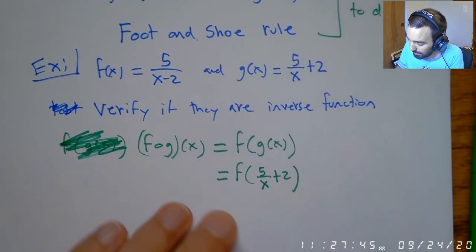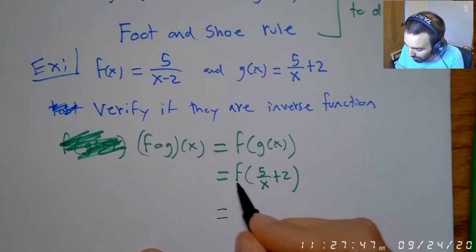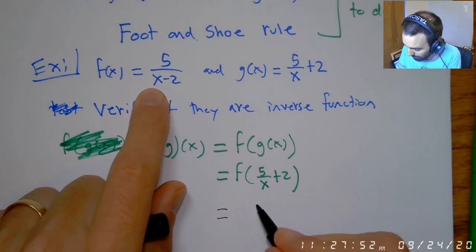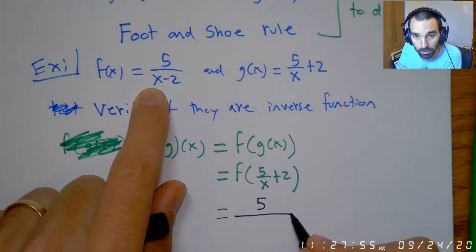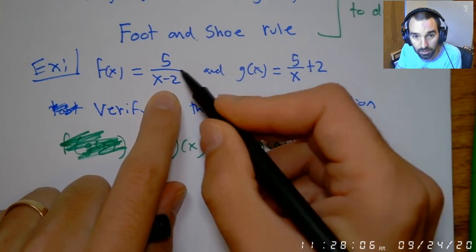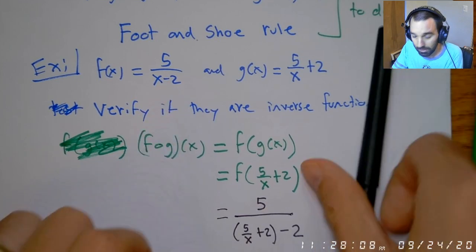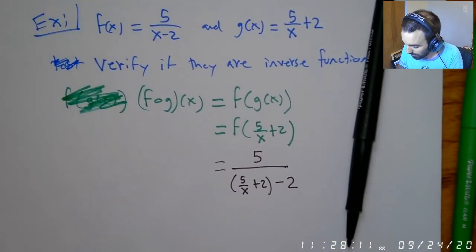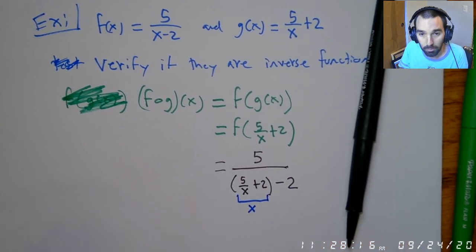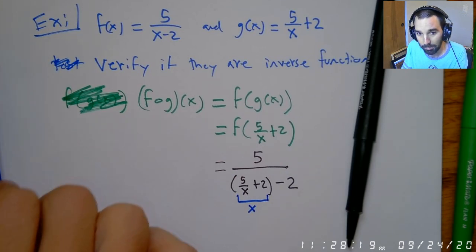Let's get a different color up in here. And then once I get here, now my input is this. So anywhere I see an x, I'm going to put this. So f of x is 5 over, and then where I have an x, now remember, whenever we substitute in, we put parentheses. So I'm going to have 5 over x plus 2, and then minus 2. Wherever I had an x, I'm going to put this. I'm going to make a note down here. Do you see how this used to be x in f of x? I'm just replacing my input with my new input.